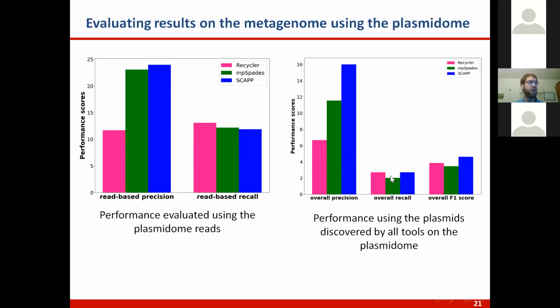And I just want to point out that the very low recall is expected because, as I said, the plasmid sequences are highly amplified in the plasmidome, and we don't actually expect to be able to find all of those plasmids in the metagenome, where they maybe have much lower coverage.